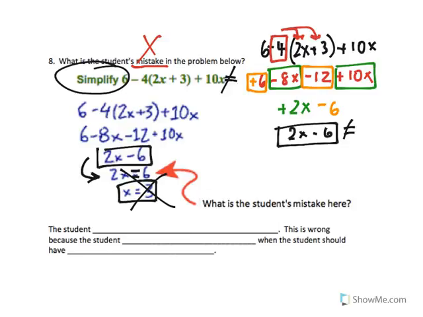So what did the student do? The student added an equal sign. You can't do that. That doesn't make any sense. This is wrong because the student added an equal sign when the student should have simplified the expression.